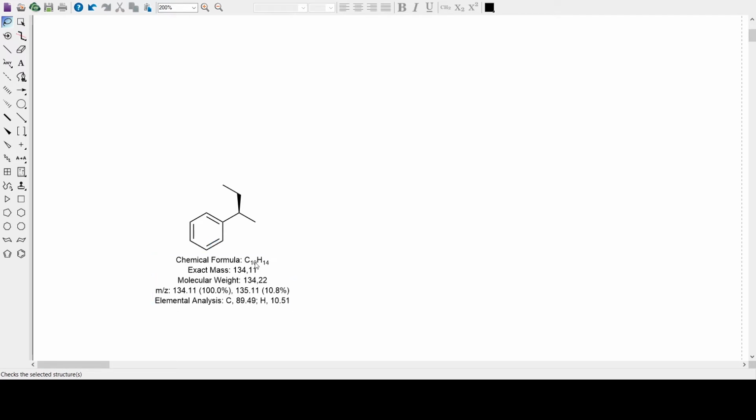So you can see that this carbon has 10 carbon and 14 hydrogen. It means that Chemdraw.